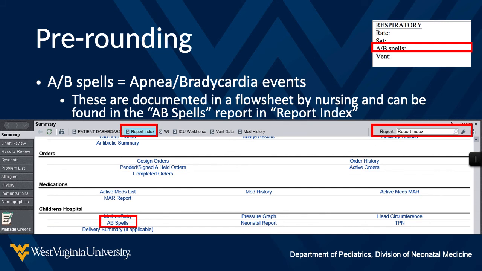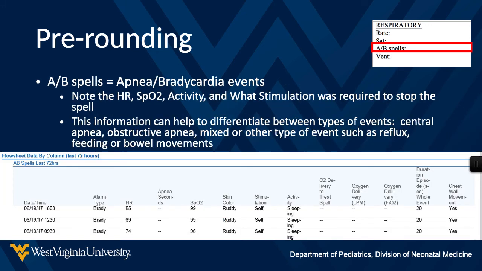Apnea and bradycardia events are documented in a flow sheet by the nursing staff and can be reviewed in the AB Spells report found under the Report Index section of a patient's summary. It is important to note the degree of bradycardia and hypoxia associated with the event, as well as what the infant was doing when the event occurred and what type of intervention was required to stop the event. The event can also be reviewed on the infant's bedside monitor.